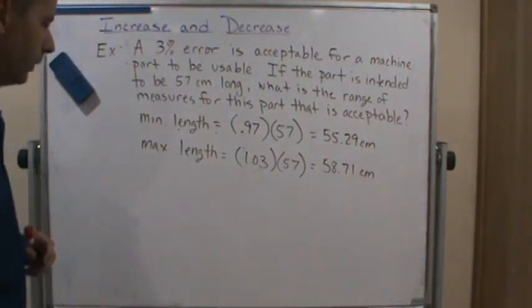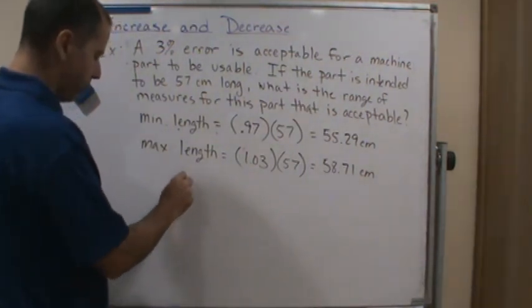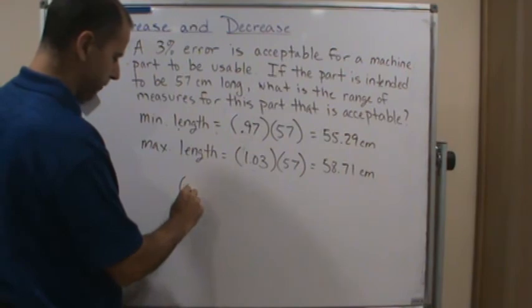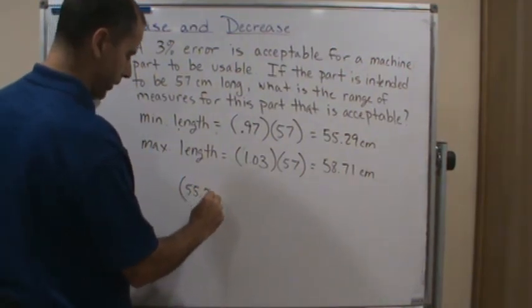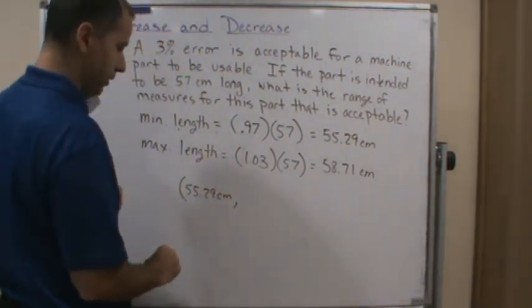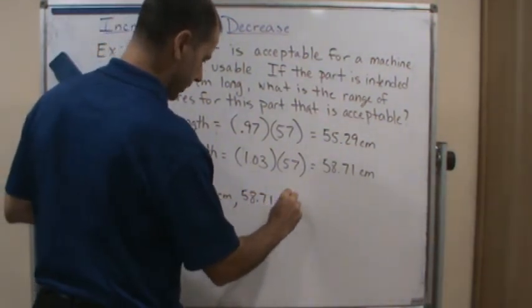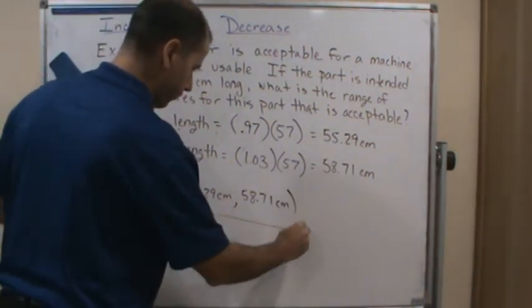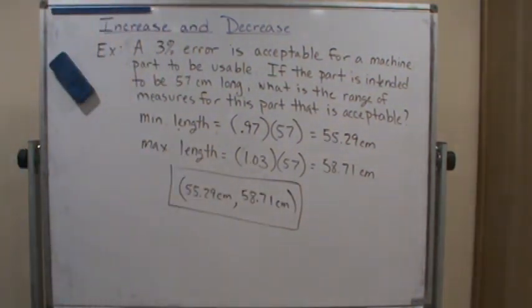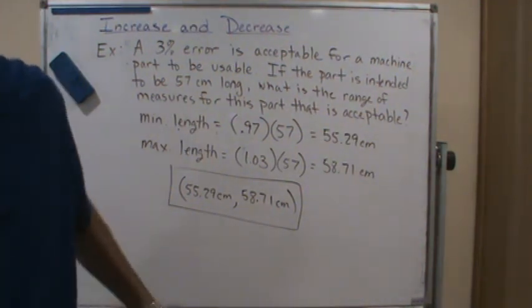Okay, now, what's the range of values? Well, the range of values is going to be anything from 55.29 centimeters to 58.71 centimeters. And this is the final answer. Those are the range of values that this part is still going to be acceptable. So anything from 55.29 centimeters to 58.71 centimeters. That's it. Have a great day.